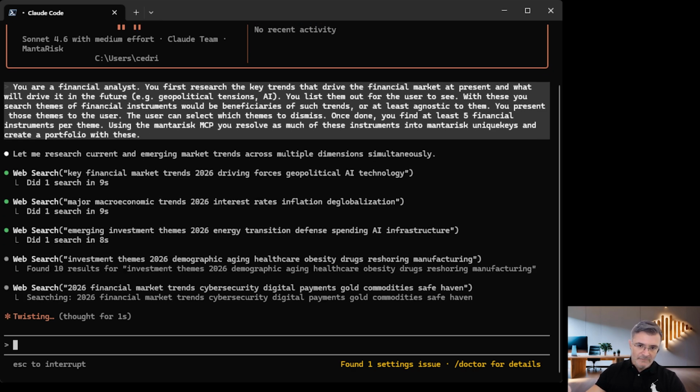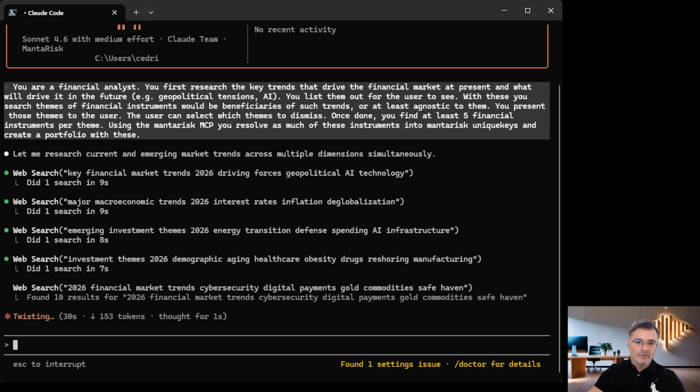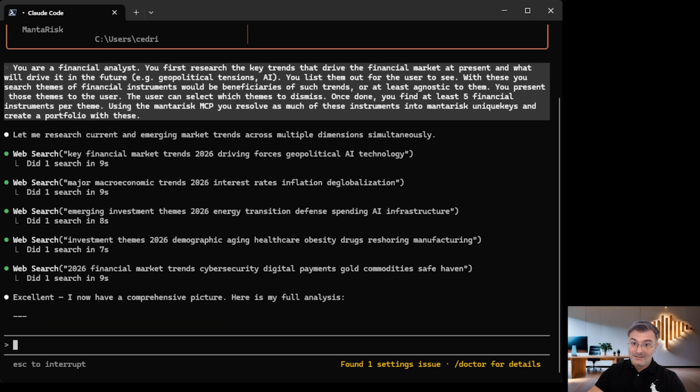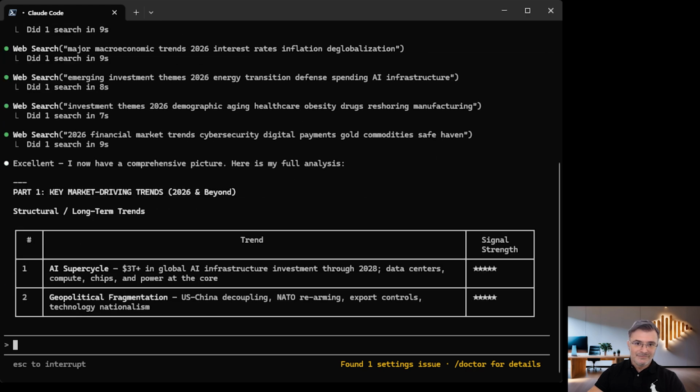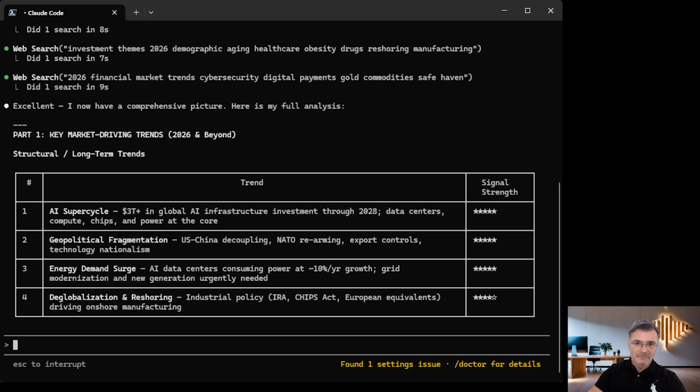Now, if we were a private bank, we could obviously plug Claude into the private bank's private research, which arguably is of higher quality than the web. But you will see it's actually pretty good. And I think for a smaller asset manager, you start to ask yourself some questions here.